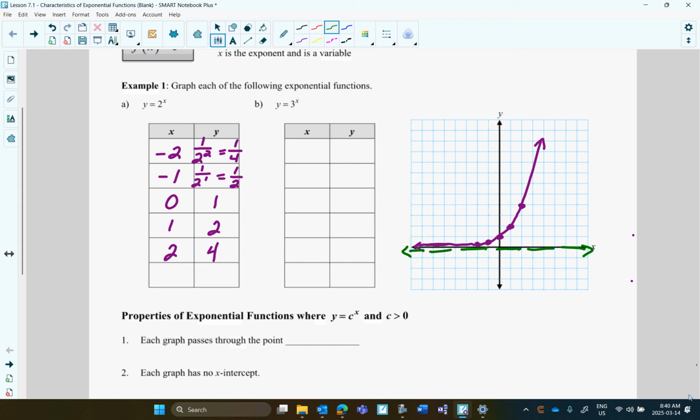Okay, what about 3 to the x? Well, should be pretty easy. So 3 to the negative second is the same as 1 over 3 to the positive second, which is a 9th. Small, but will never hit 0 if I keep going lower into the negatives. 3 to the negative first is the same as 1 over 3 to the positive first, which is a third. 3 to the 0 is 1, 3 to the 1 is 3, 3 to the second is 9.